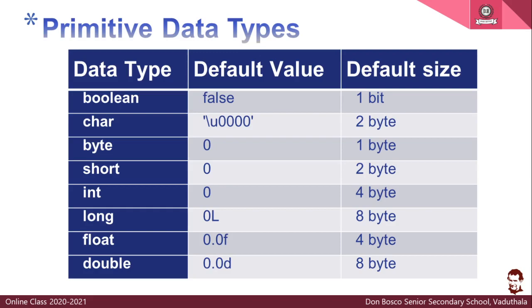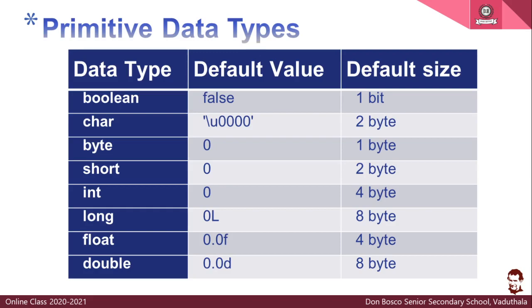And next, byte 0, short 0, int 0, then long also 0, but you can see one letter is following the 0. What is the meaning? That L is representing the long data type, as a suffix, okay. So we can use this type of letters. And the next one is float and double. 0.0 for float and double, and float and double we can identify easily with the help of the letter F for float and D for double.